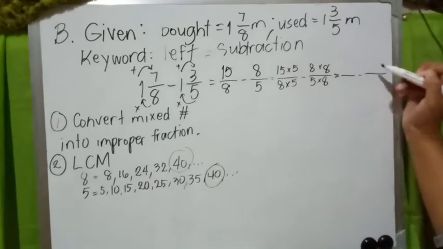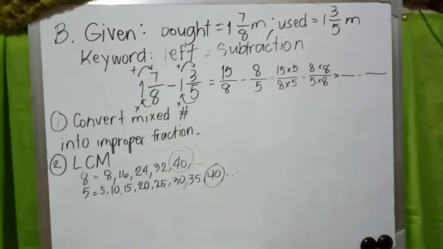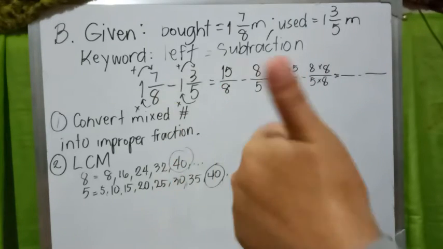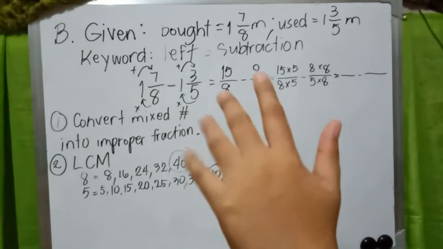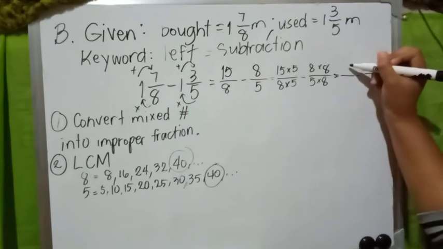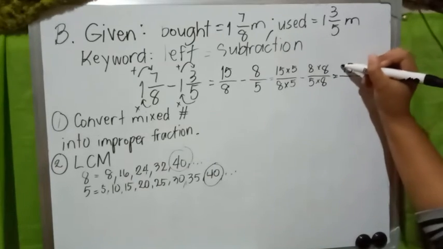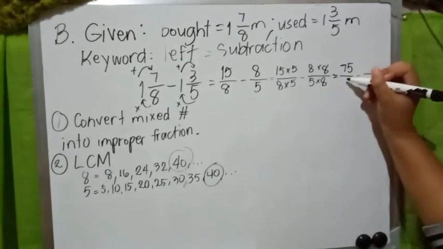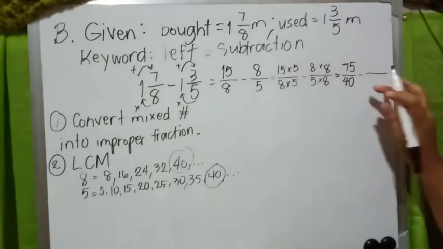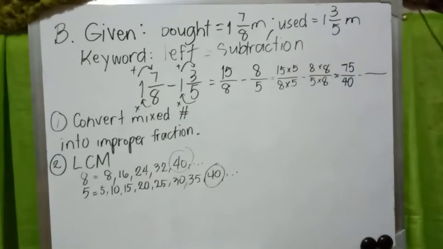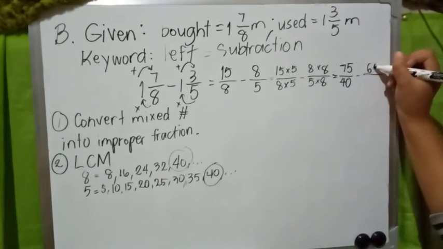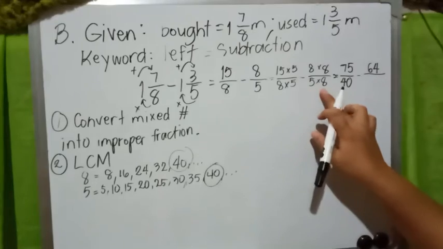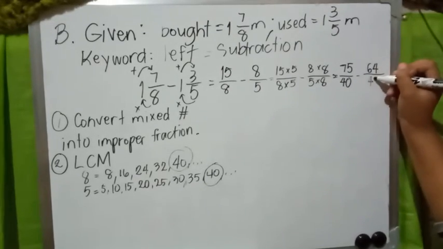So we need to solve now. 15 times 5. Okay, we have 15, 30, 45, 60, 75. 75 over 8 times 5, that would be 40. Minus 8 times 8, how many? Okay, very good. That is 64 over 5 times 8, that is 40.